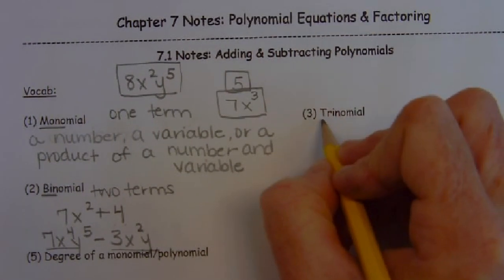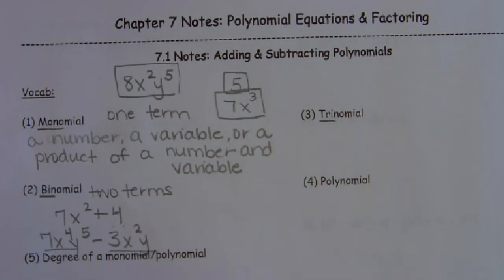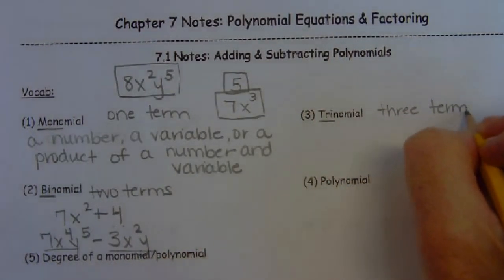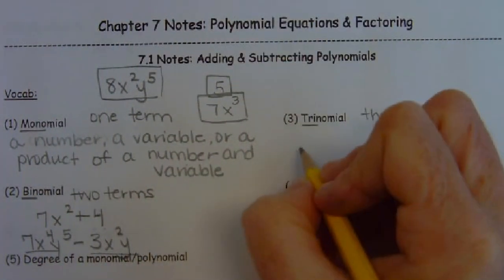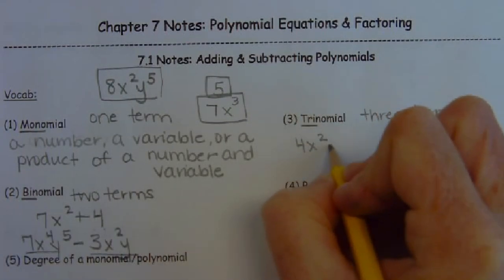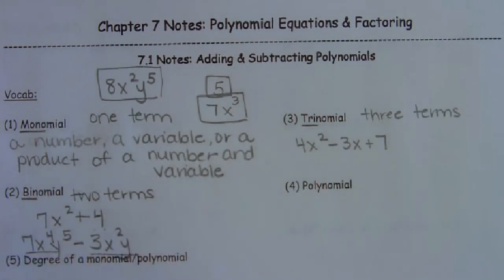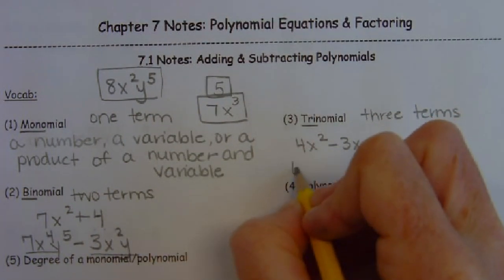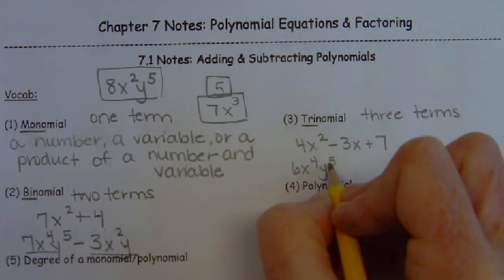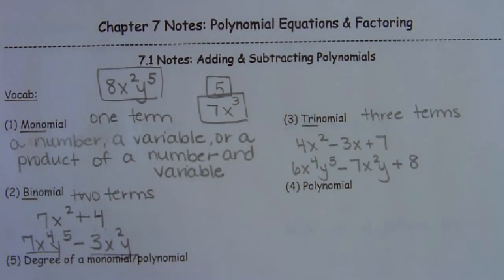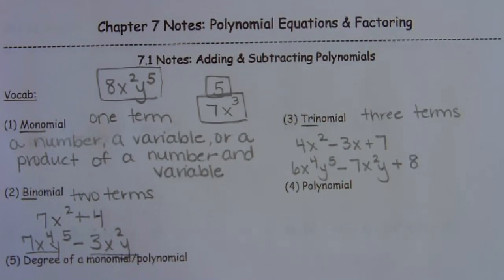Then you go to trinomial, and when you think of the word tri, like tricycle, you think of three wheels. So a trinomial is three terms. An example of that might be 4x squared minus 3x plus 7. Three different terms that cannot be put together. Or 6x to the fourth y to the fifth minus 7x squared y plus 8. Three different terms that cannot be put together.